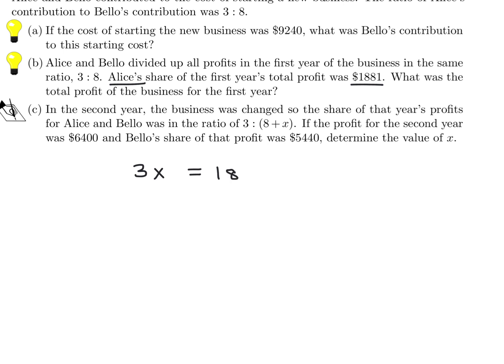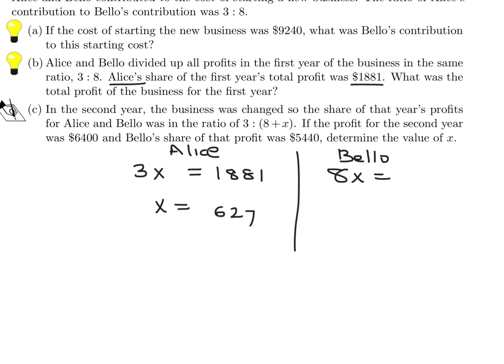is 1,881, and 8x is for Bello, I guess, right? Okay, so that's Bello and this is Alice. So first let's figure out what x is. 1,881 divided by 3 is going to be 627. And therefore 8x would be 8 times 627, and that is 5016.